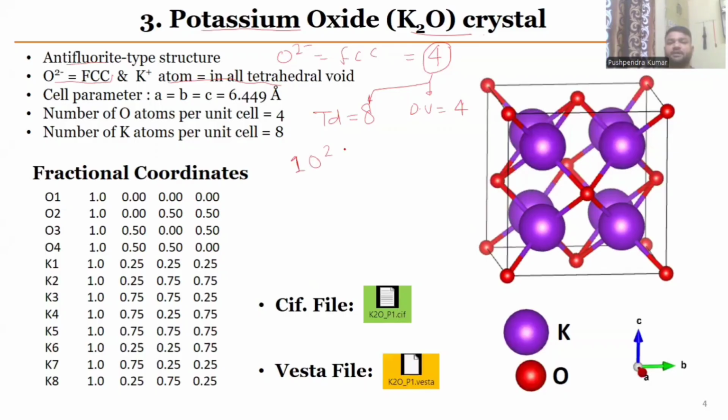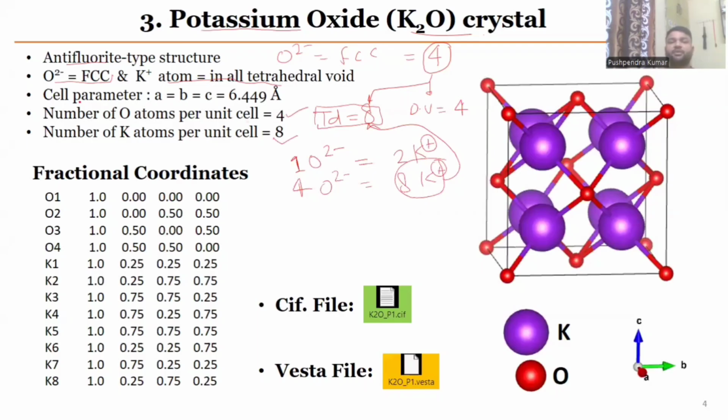Since for one oxygen ion we require two potassium ions, for 4 oxygen ions we require 8 potassium ions. Since the number of potassium ions is 8, they will go into the tetrahedral voids, which are the same in number. The number of oxygen ions per unit cell is 4 and the number of potassium ions per unit cell is 8.